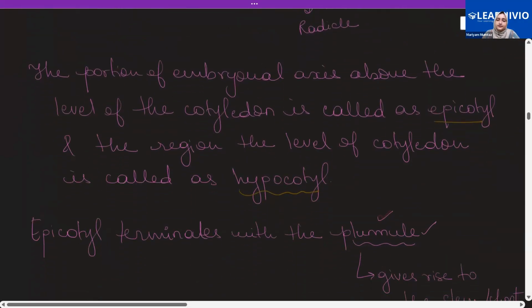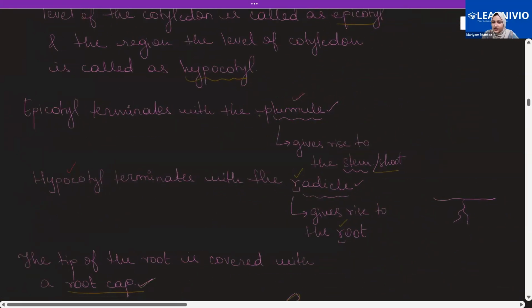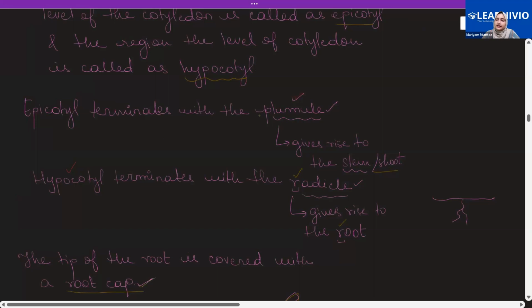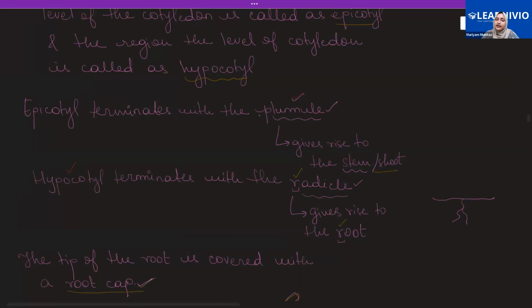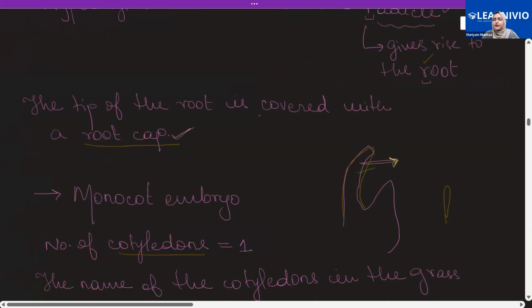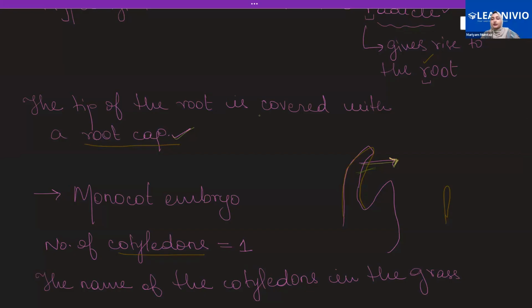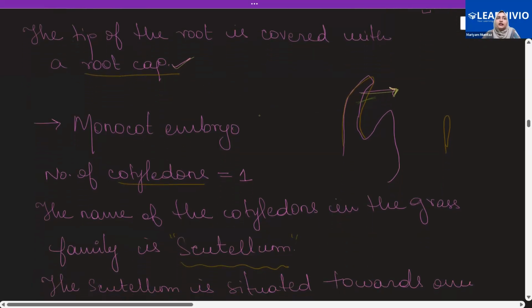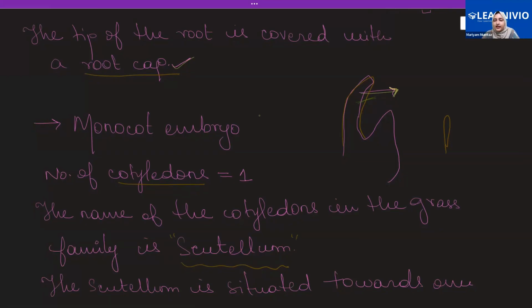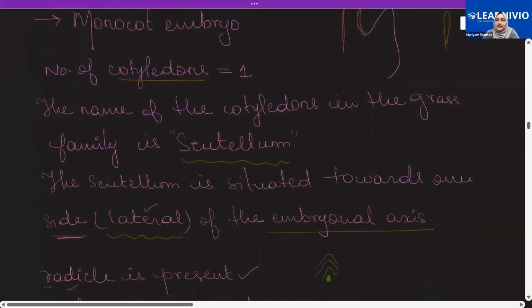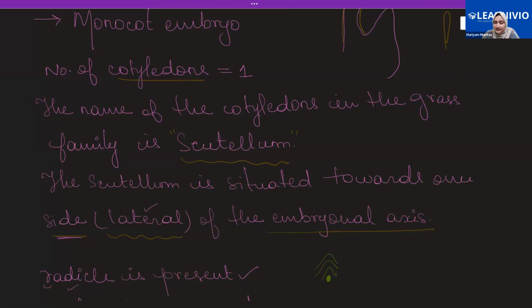Moving forward, this is the exact same thing that is written, what I've just said. The root tip is covered with a cap or thimble-like structure, which we call the root cap, so as to provide protection as the root descends deeper into the soil. When we talk about the monocot embryo, you know that they have one cotyledon, and they have a fancy name for the cotyledon, which is scutellum. Okay, scutellum is situated towards one side. It's lateral in position as compared to the embryonal axis.